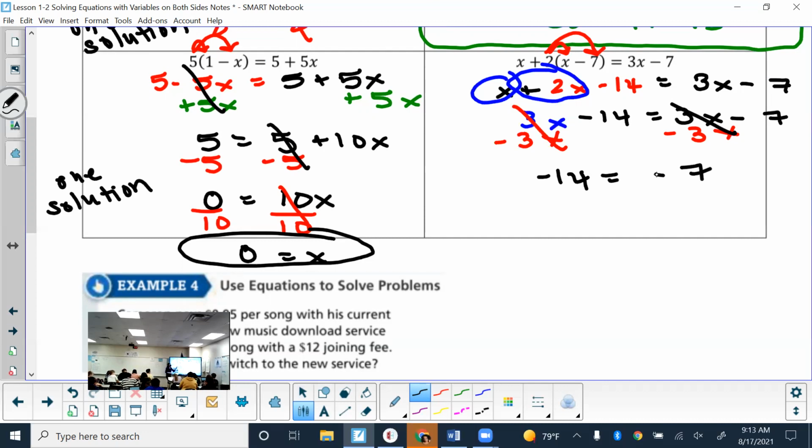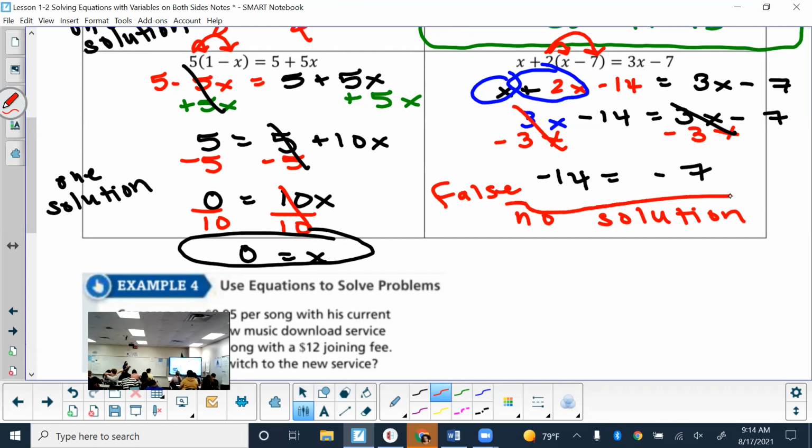So evaluate your statement. So if the variables cancel, see what you have left. Does -14 equal -7? No, so this is a false statement. How many solutions do I have then? Good. So no matter what I do, whatever I plug in for x, it will never equal the same. Not even 0 would work. All right, so it has no solution. Questions there?